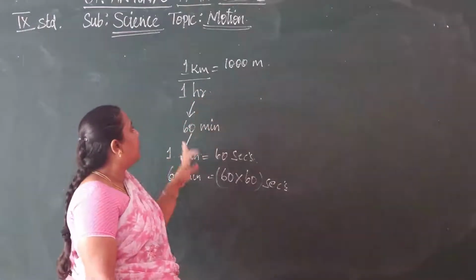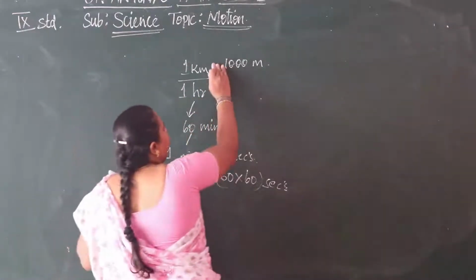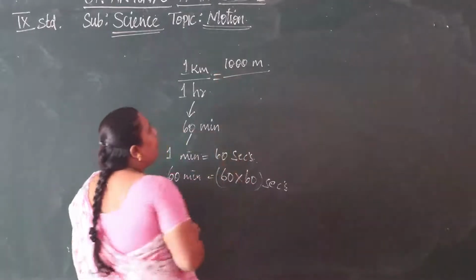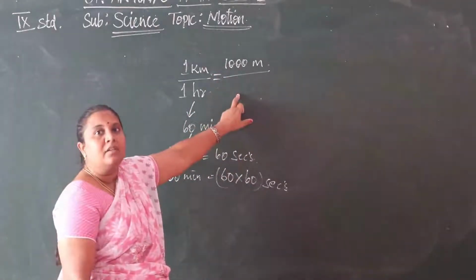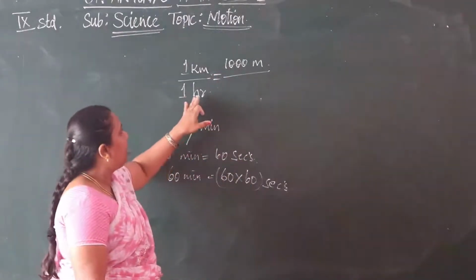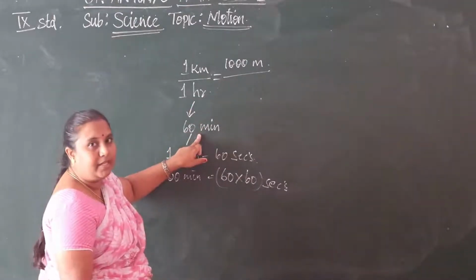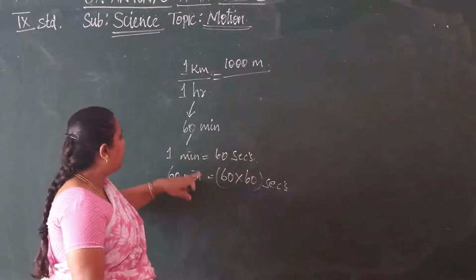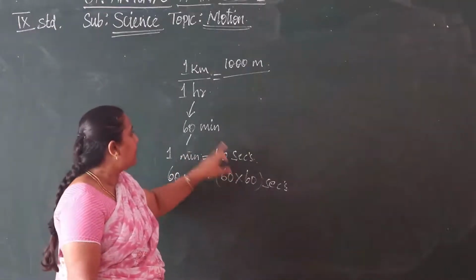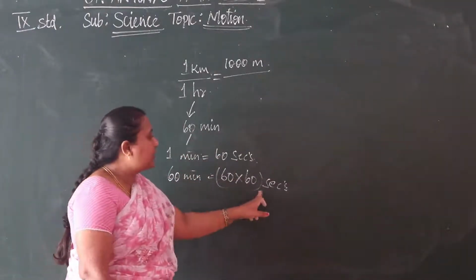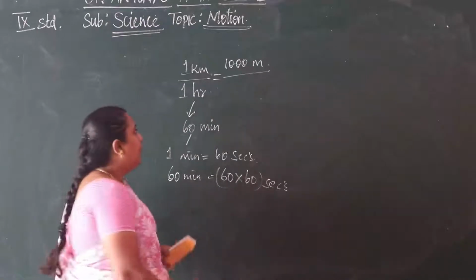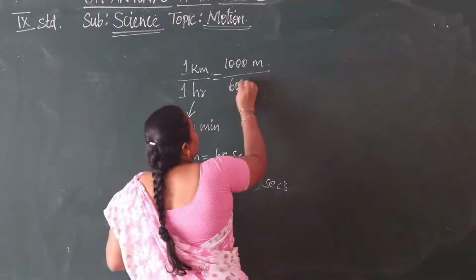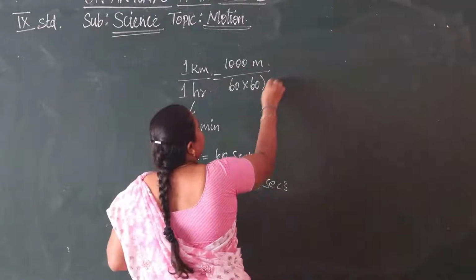1 hour equals to this. How to write this 1 hour in seconds? See, first the hour should be converted into minutes: 60 minutes. And the 60 minutes are again converted, 1 minute equals 60 seconds. So 60 minutes equals 60 into 60 seconds. So we can write here 60 into 60 seconds.